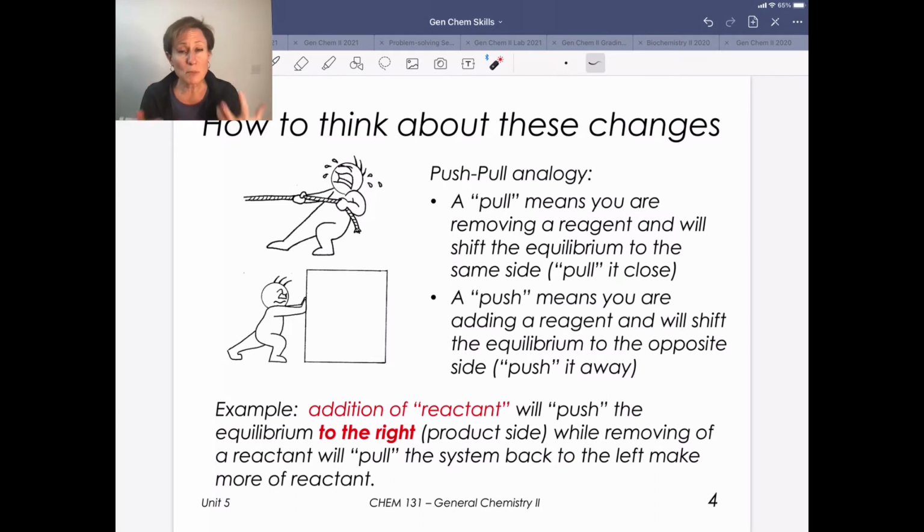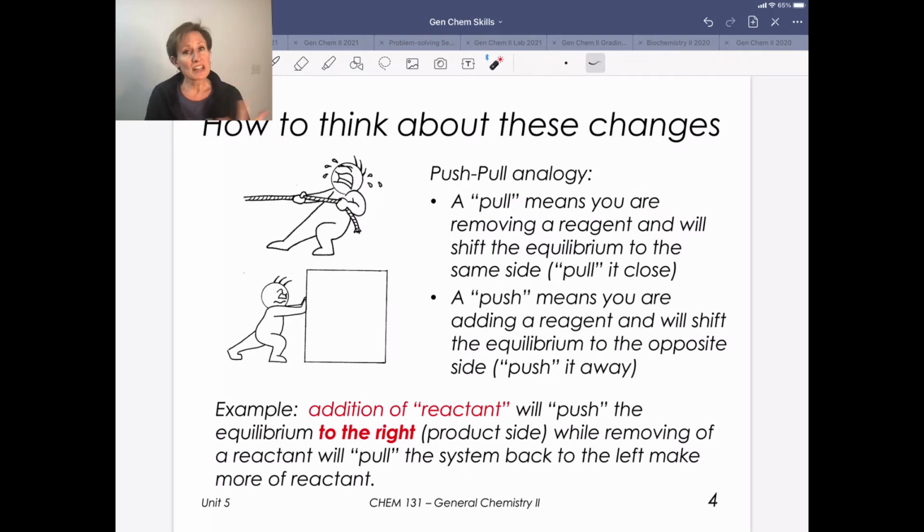So we're going to use this pull-push analogy. Again, pulling is when we remove a reagent. Pushing means adding a reagent. We push something into our system or we pull something out of our system. This is going to give us a very simple way to think about how different things will shift an equilibrium. So if we add a reactant, it's going to push the equilibrium to the right. But if we remove a reactant, it's going to pull it back to the left, making more reactant.